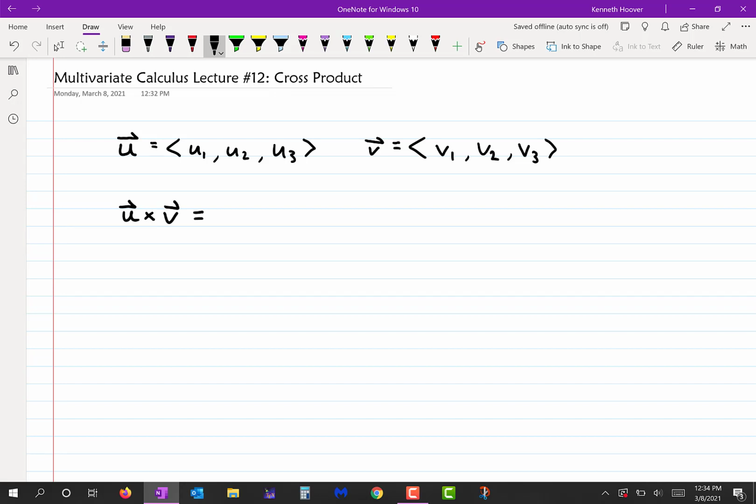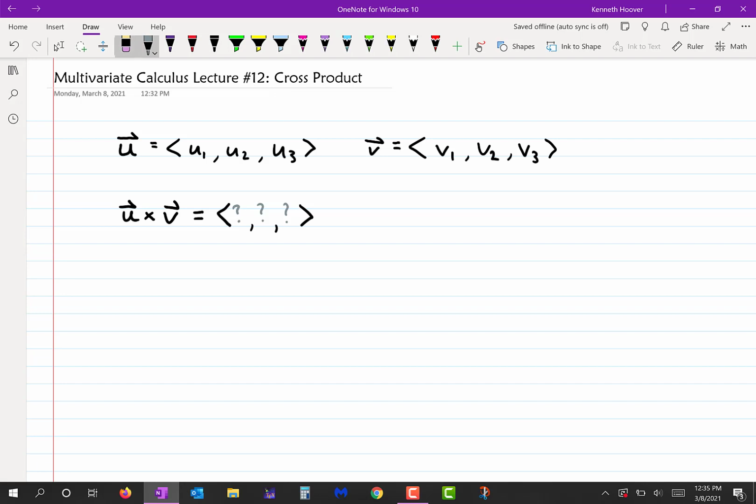So first of all, it equals a vector. That's the first thing to know. Remember, the dot product of two vectors is a scalar, and so sometimes that's called scalar product. But the cross product of two vectors is a vector, and so sometimes this is called a vector product. Now, what goes in these three numbers? That's what I need to show you.